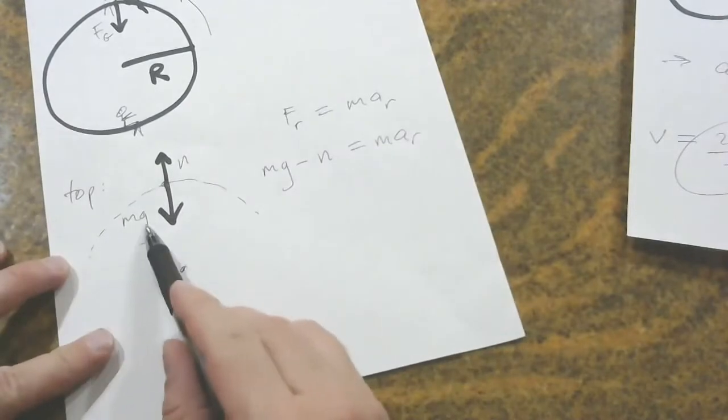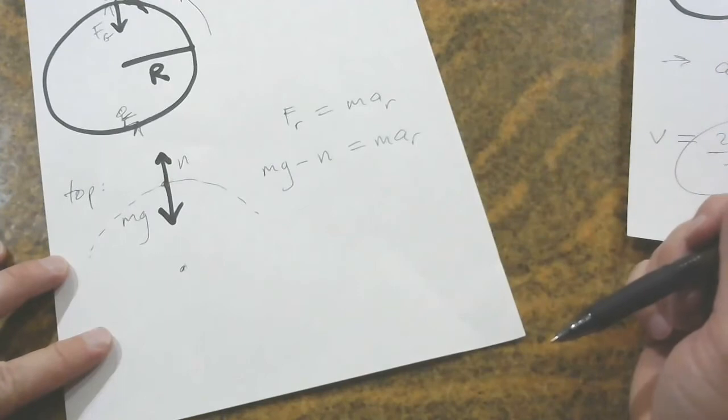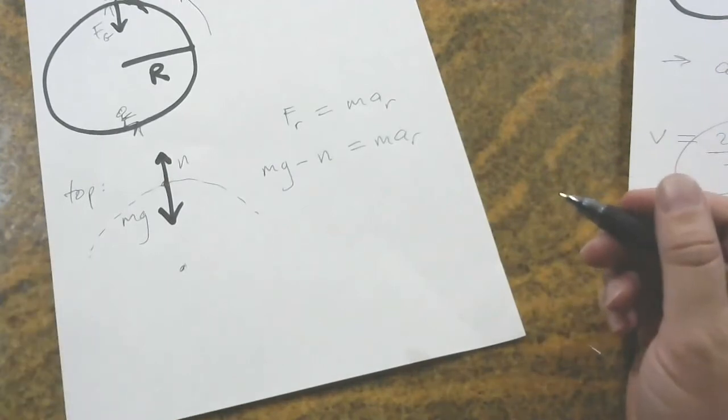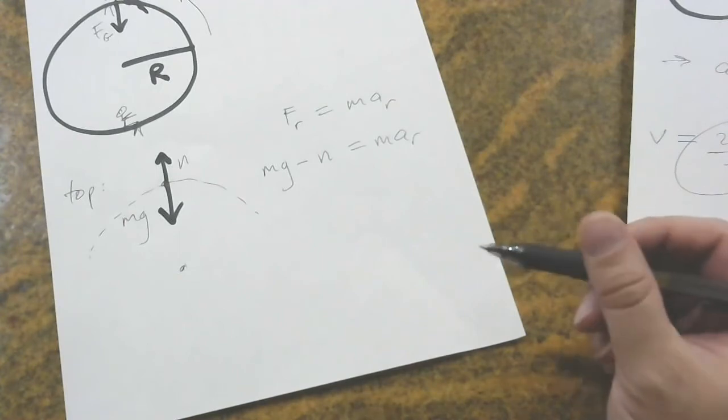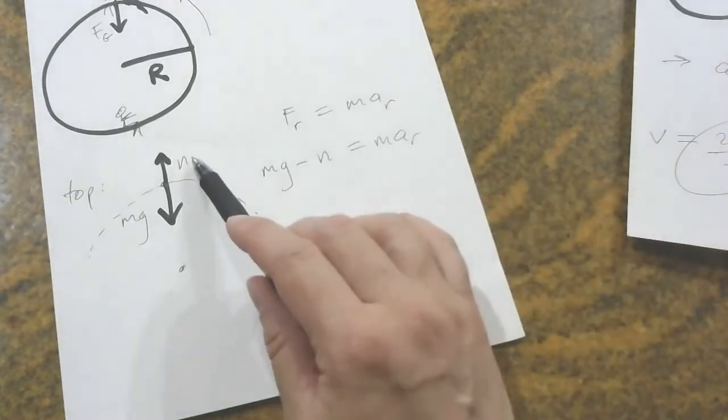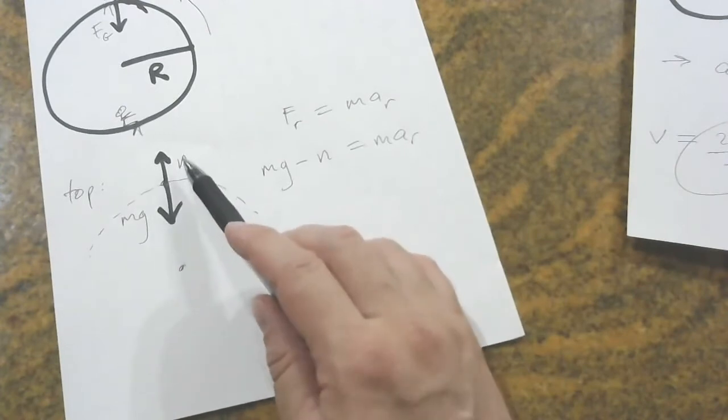Mg would be your weight if you're just standing on the ground and nothing's pushing down on you. Or if you were in free fall, that would be the force on your body due to gravity. So we're using the word weight in a different way than just mg. It refers to the normal force.